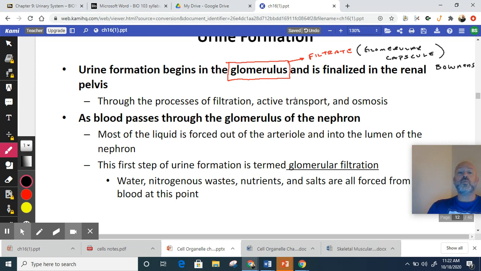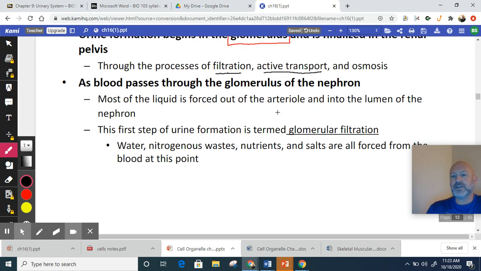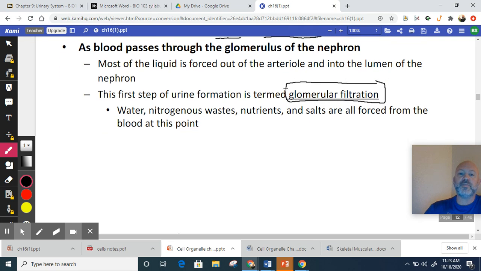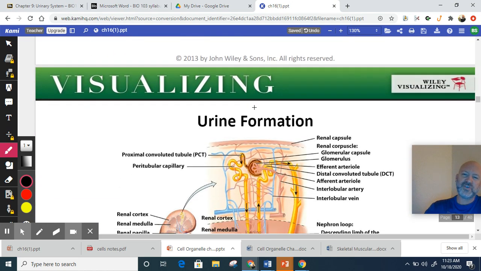Okay, so this is called filtration. But then again, we could dump some things off later on at the distal convoluted tubules, and we would refer to that as active transport because we're using energy to get those products out. All right. So the first step between the glomerulus and the glomerular capsule is filtration, glomerular filtration. What's coming out of the blood? Water, nitrogen waste, nutrients, salts, all forced out of the blood at this point. Now, we don't want to lose nutrients in our blood. We might not want to lose water in our blood. We pretty much do want to get rid of the nitrogen waste, but we don't want to get rid of everything. So then we would have to take that back.